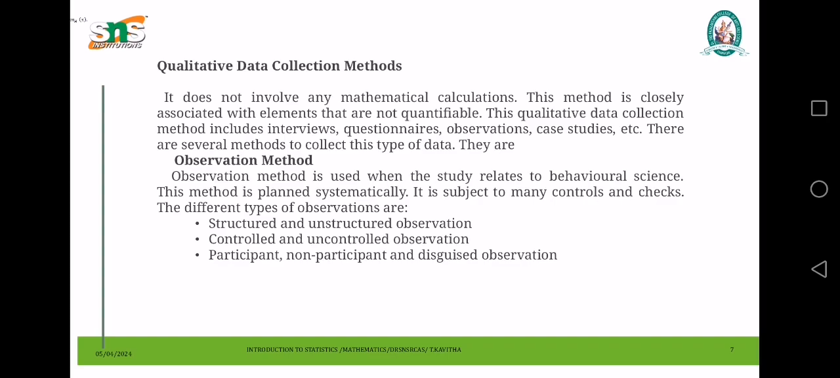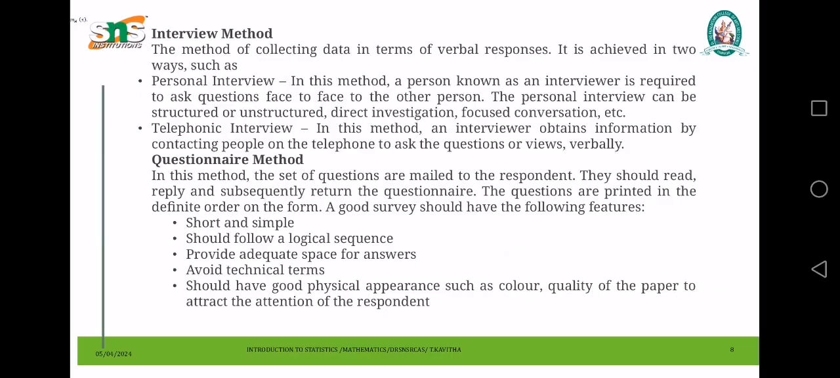First one, observation method. Observation method is used when the study relates to behavioral science. This method is planned systematically. It is subject to many controls and checks. The different types of observations are structured and unstructured observation, controlled and uncontrolled observation, participant, non-participant, and disguised observation.